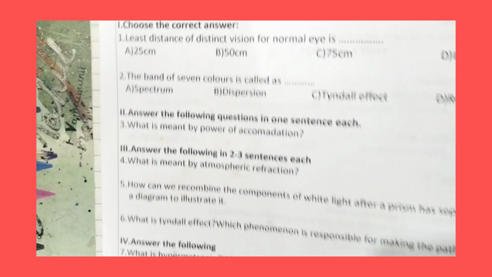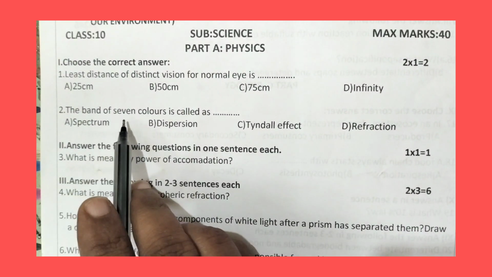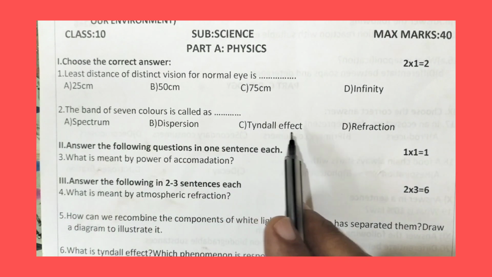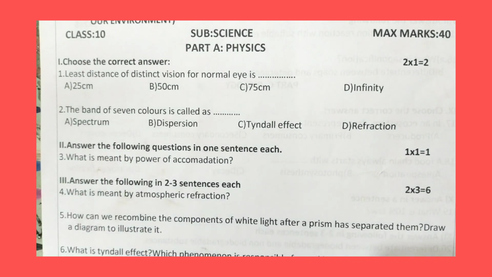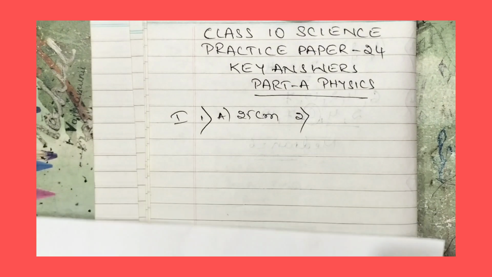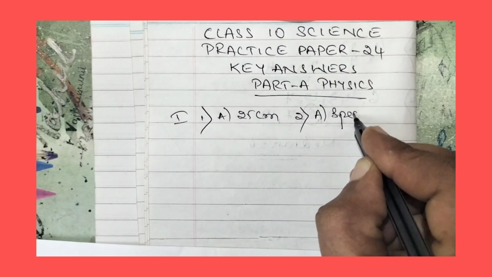Let us move on to the second question. The second question is: the band of 7 colors is called spectrum, dispersion, Tyndall effect, or refraction. Among these four, the right option is spectrum. So option A, that is spectrum.